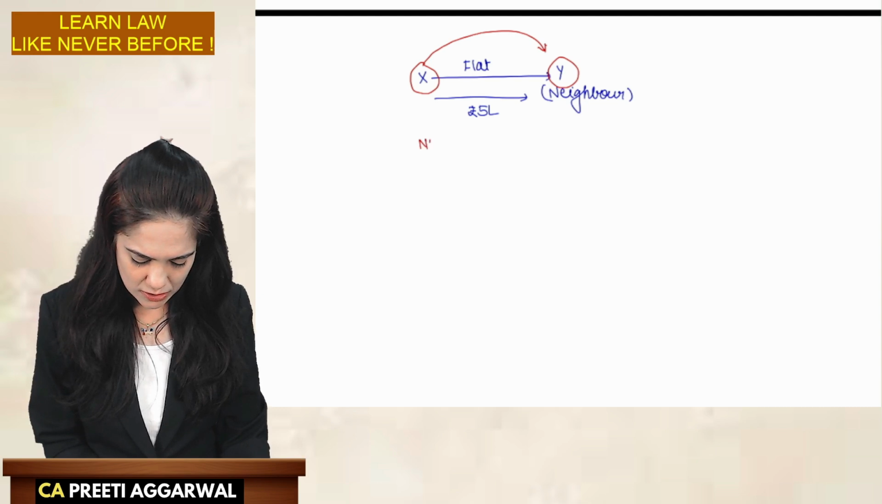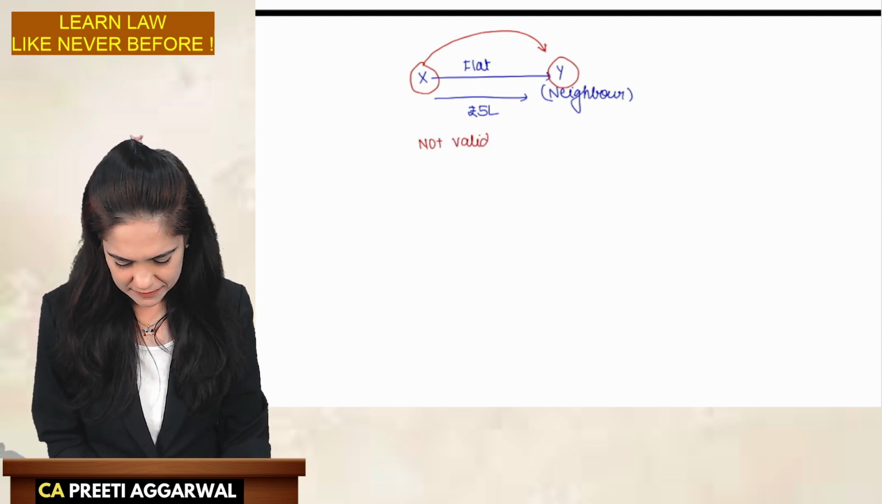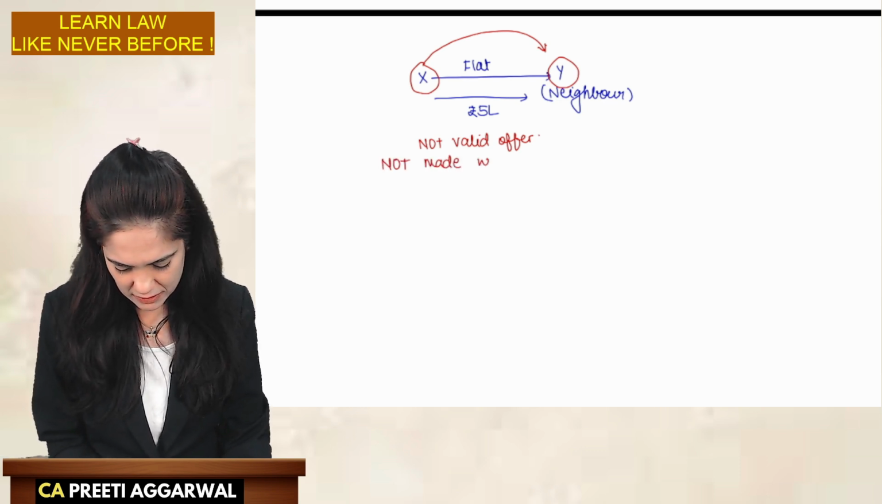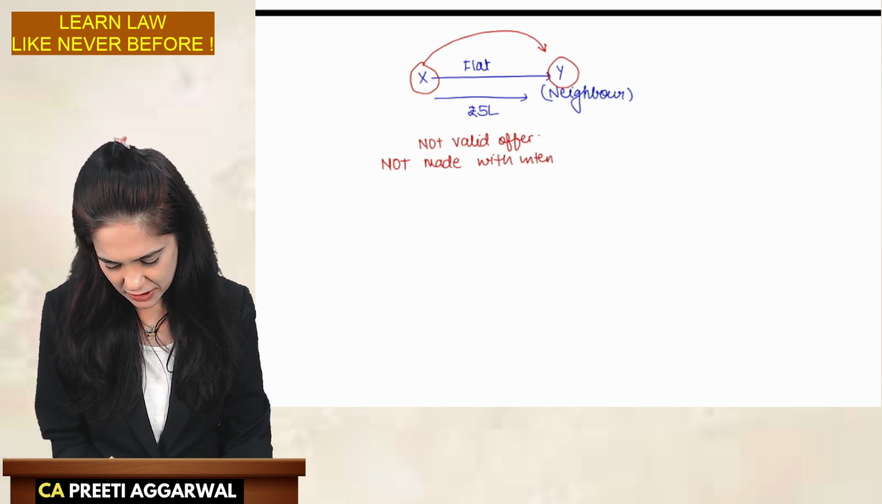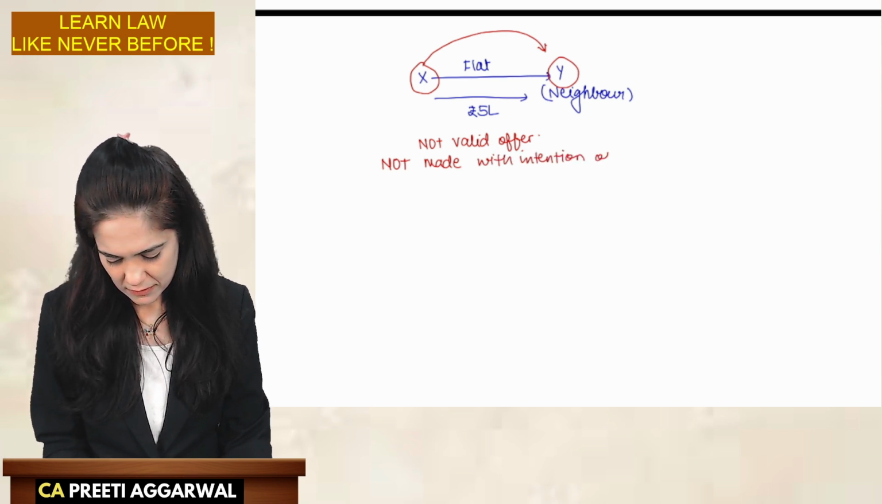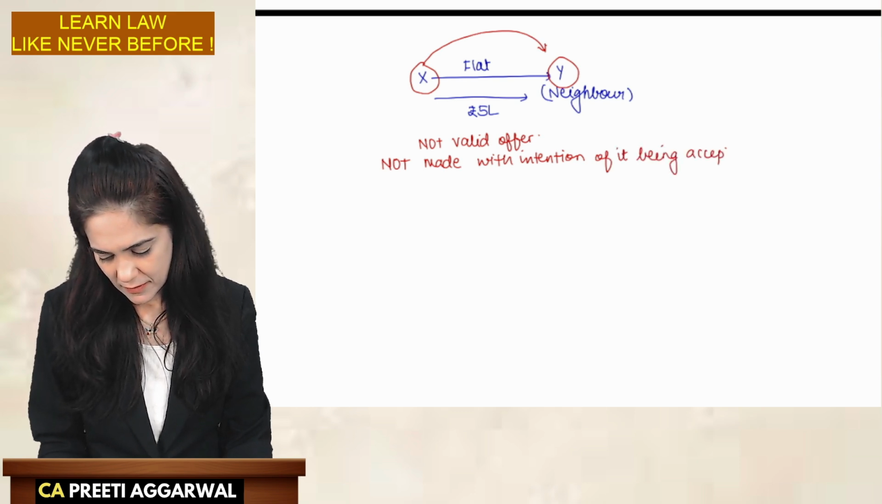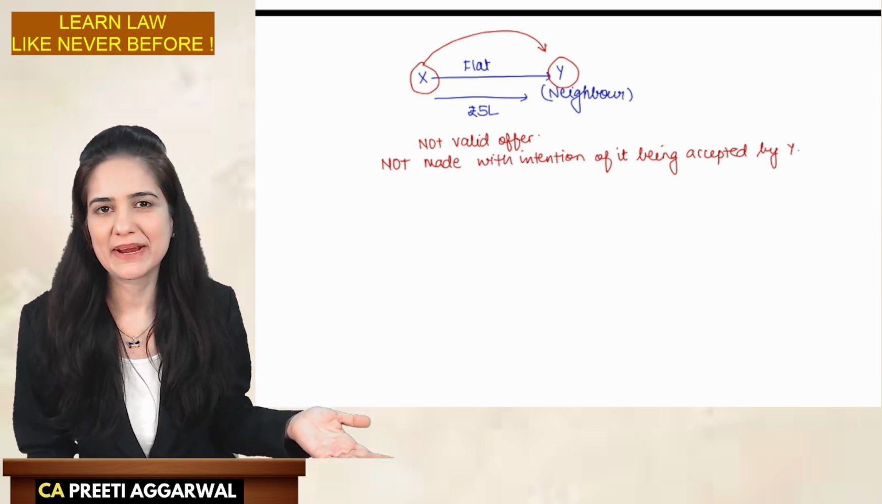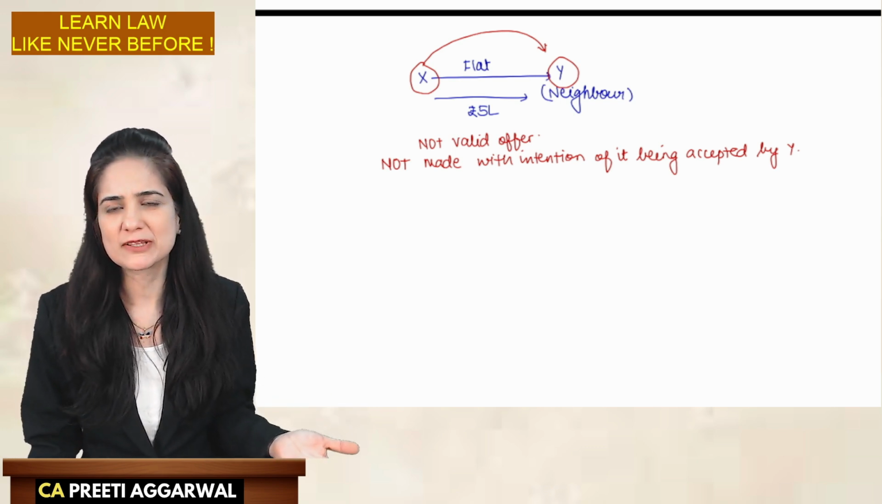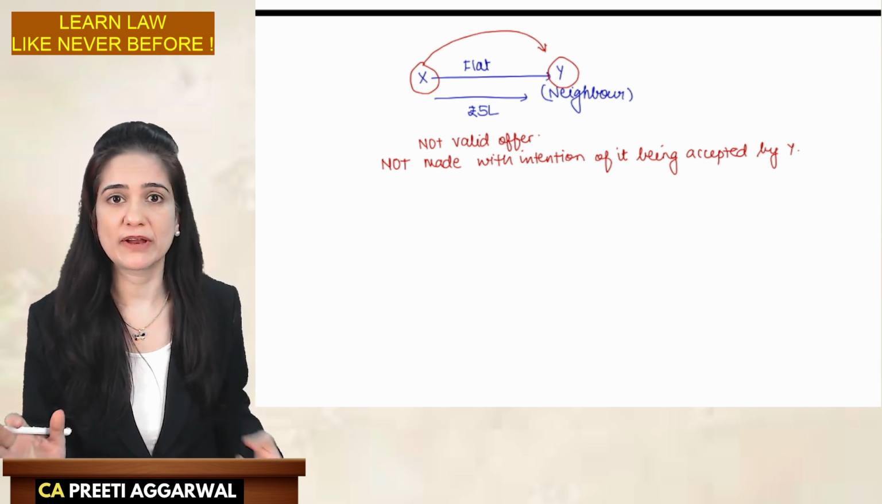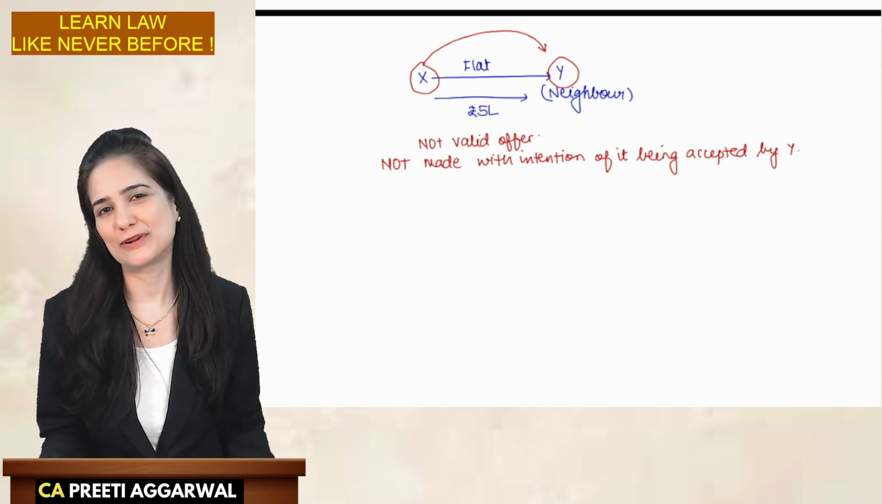So this is not a valid offer because it was not made, you can write, not made with intention of it being accepted by Y. So you've just casually made an offer without any intention that it should be accepted by the other person. No, no, ma'am, Y was very serious. And he said, I have accepted the offer, now you will have to sell. Will that be a valid contract? No, not at all.